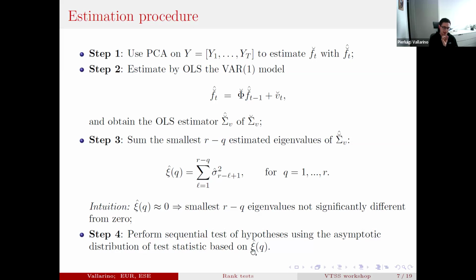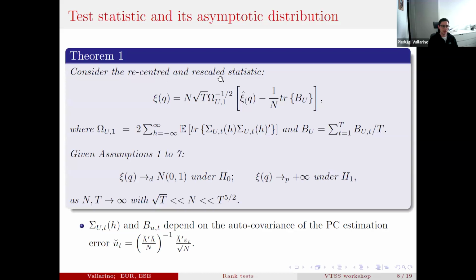Now, its base is not exactly this sum, because testing whether this sum is equal to 0 is like testing a null hypothesis where the parameter of interest is at the boundary of the parameter space. And that would pose excessive complications that we would like to avoid. And therefore, we consider a recentered and rescaled statistic. We have a convergence rate, n times square root of T. We have a scaling factor, omega U. And then we have this difference where we have the sum, psi hat, minus an asymptotic bias that vanishes at rate 1 over n, and which is almost surely positive. So this difference will be supported over the entire real line.